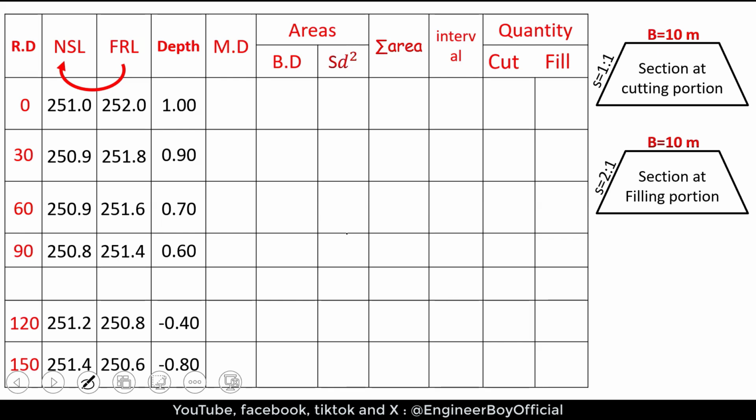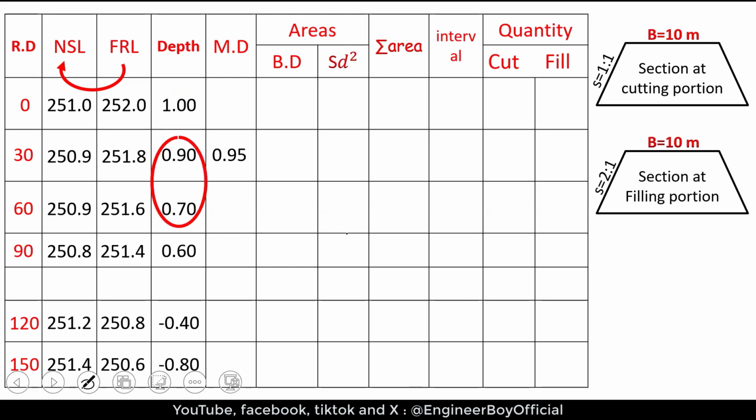Now we will determine the mean depth, and if you remember, mean depth means to add the depths of two stations and then divide that by 2 so we can have the mean depth, okay? So just add those two stations' depths and divide that by 2 so we can have the mean depth for station 30.